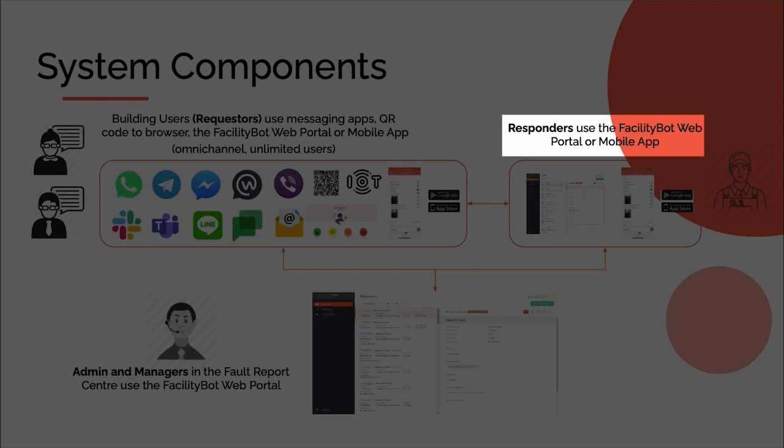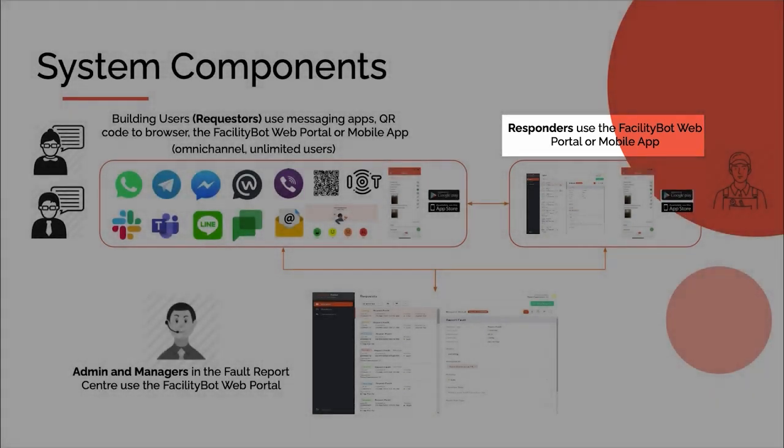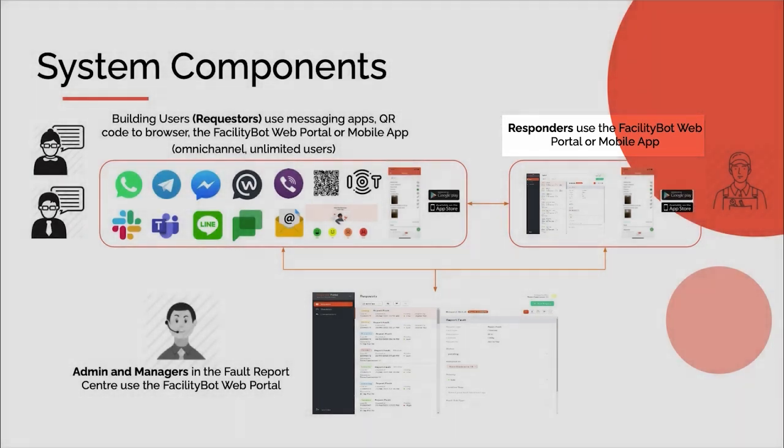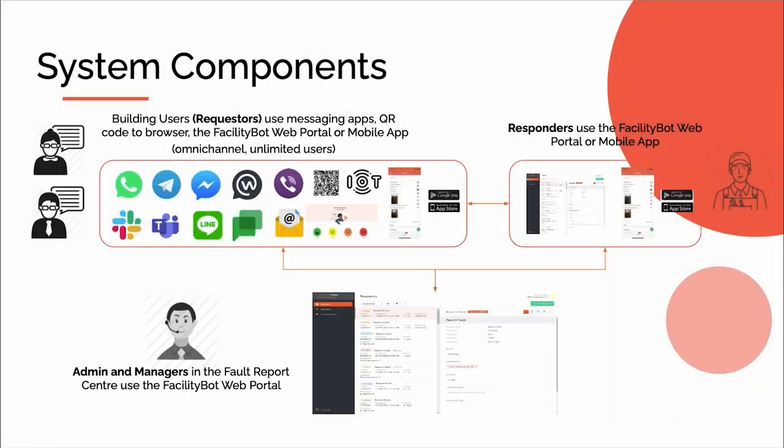Responders, who can be technicians, security officers, cleaners, or any person who responds to the request from building occupants, mostly use the mobile app available on Apple iOS and Android. Managers typically use FacilityBot's web portal where they can configure FacilityBot and view all activities in real time. Admins have the highest access in FacilityBot. In addition to what managers can do, admins can subscribe to FacilityBot and create new accounts.